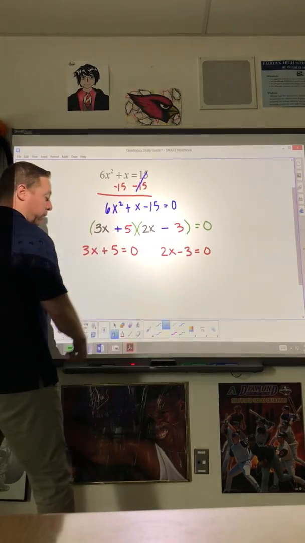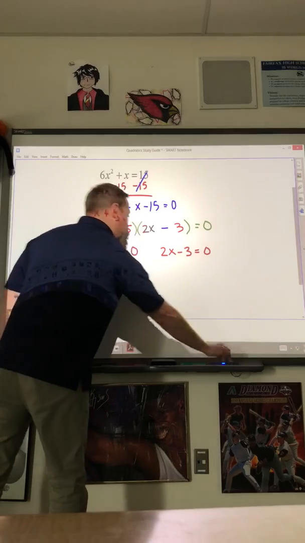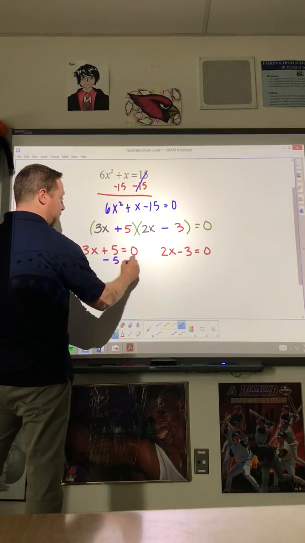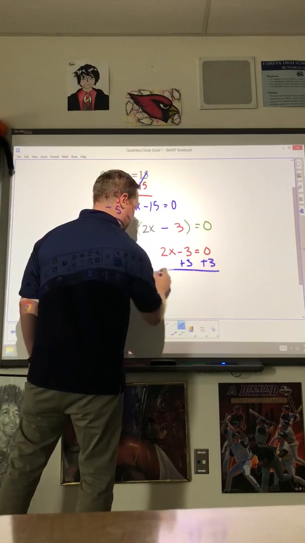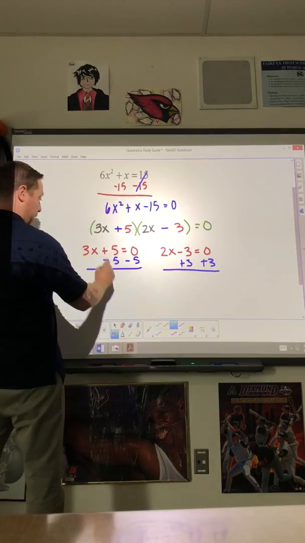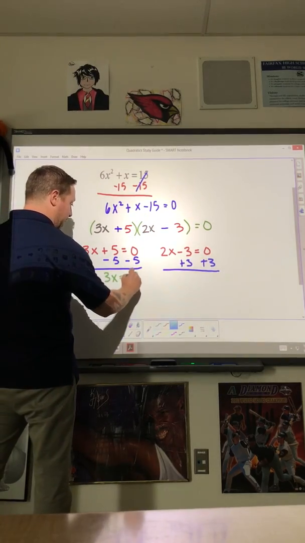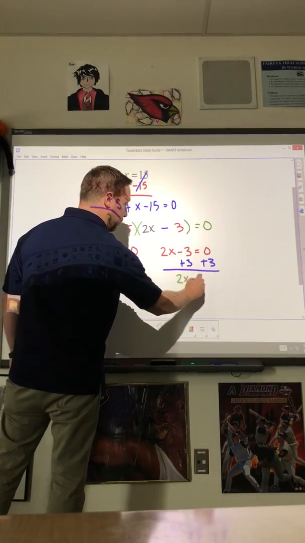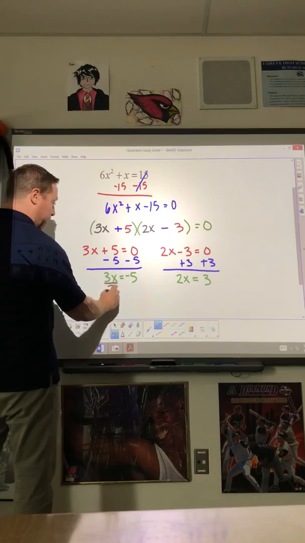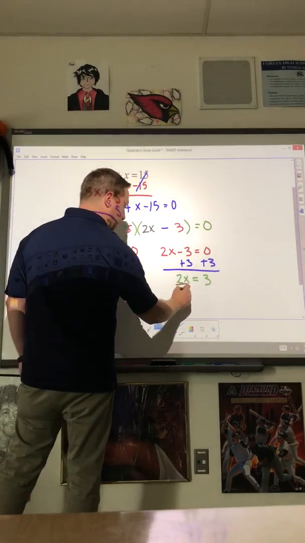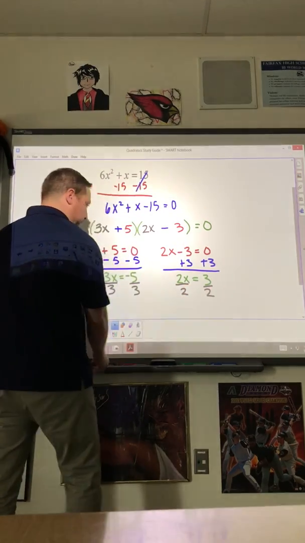And then solving these two equations to give me two answers. So here I'm going to do minus 5 on both sides. Here I'm going to do plus 3 on both sides. So now I've got 3x equals negative 5, and I've got 2x equals positive 3. Here I'm going to divide both sides by 3. Here I'm going to divide both sides by 2.